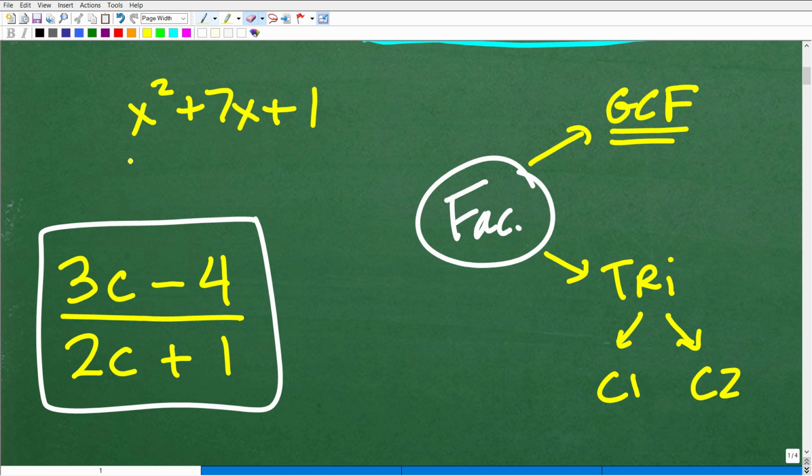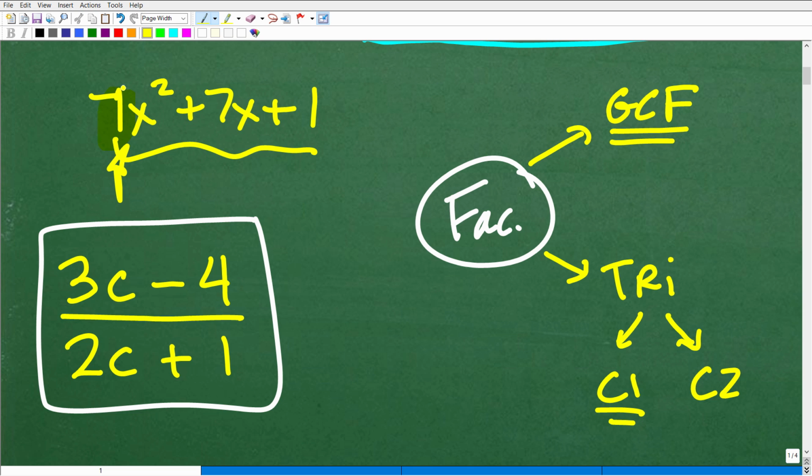So case 1 would be something like this, where the leading coefficient, the number right here in front of your squared term, could be x squared, y squared, doesn't make a difference. If it's 1, it's what we call a case 1. Not all textbooks are going to refer to it as a case 1, but I refer to it as case 1. So you've got to learn how to do these problems.